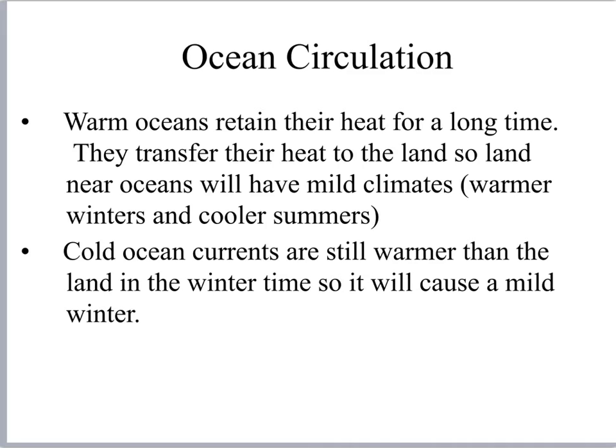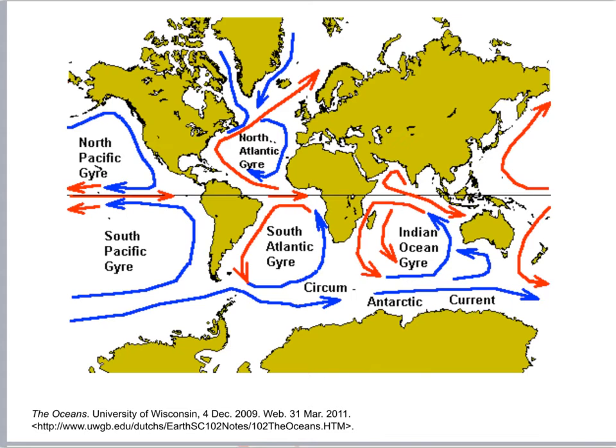So our summers are not going to be as hot as the same city would be if it were farther inland. In the wintertime, our oceans are warmer than the land, so it's going to warm the land. So it's going to bring our winter temperatures up a little bit. So our temperature range, the highest temperature minus the lowest temperature, is going to be very small. It's going to have a small range. So we're going to call that a mild climate.